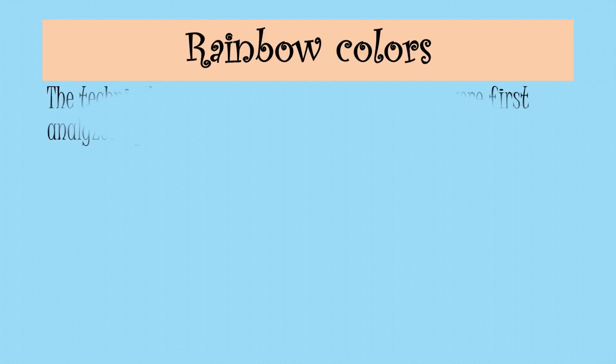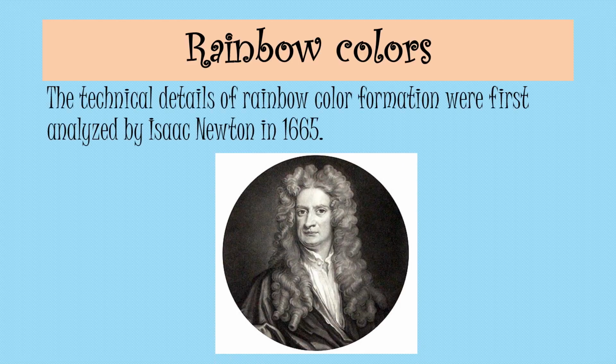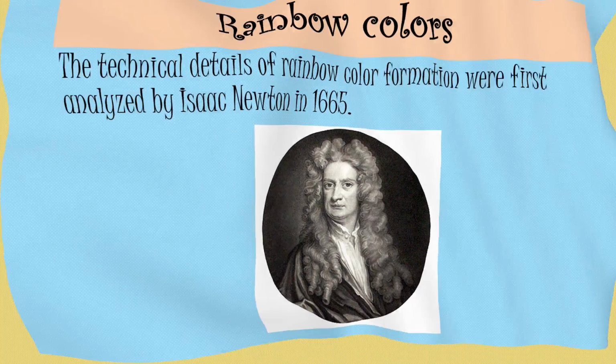Now I'm going to tell about the history of the rainbow colors. The technical details of rainbow color formation were first analyzed by Isaac Newton in 1665. Before Newton, nobody knew that visible light was made up of 7 different colors. People thought that light was just light and that colors were a mixture of light and darkness. They thought that bright red was light with just a little bit of darkness, and that deep blue was pretty much all darkness, but they were wrong.